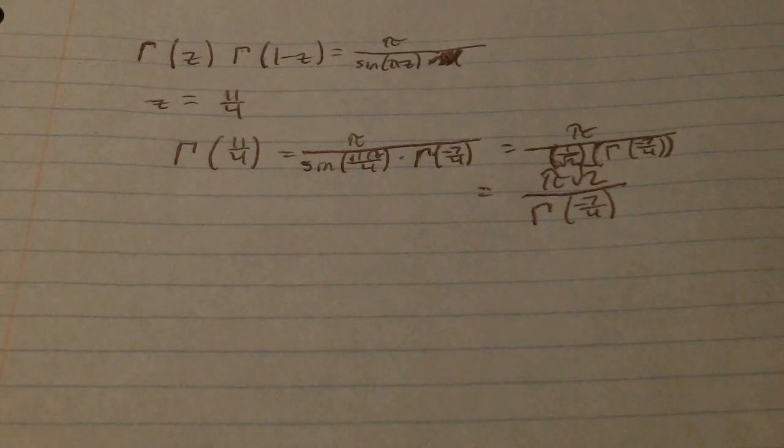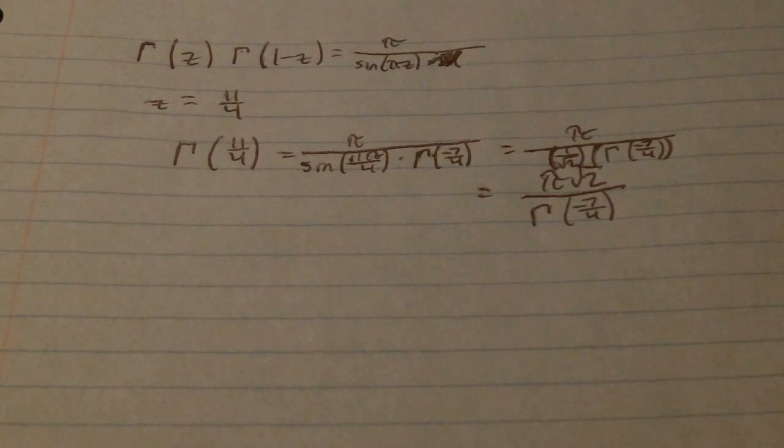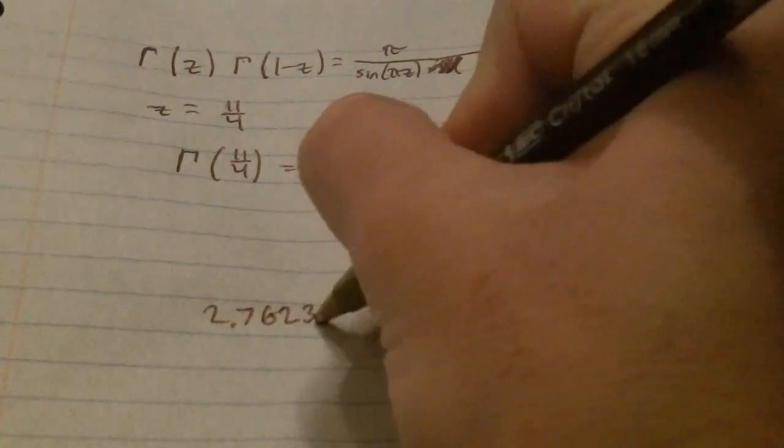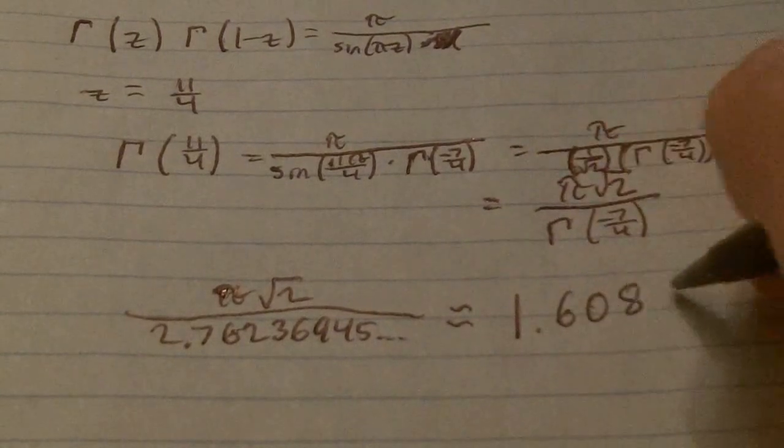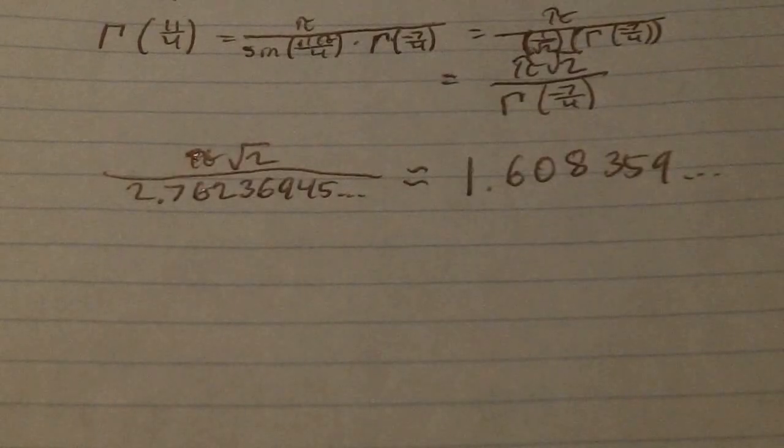And you may already know that I am no fan of using decimal approximations, but I will if I have to, which actually is rather often the case when we're applying irrational numbers, whether you like that mathematical system or not. In particular, I ended up having to look up some values of the gamma function. So gamma of negative 7 fourths turns out to be something like 2.7623695, and it's irrational, I'm fairly sure. And so that's going to be the denominator, and the numerator we have pi root 2. And all of this approximates to about 1.608359.